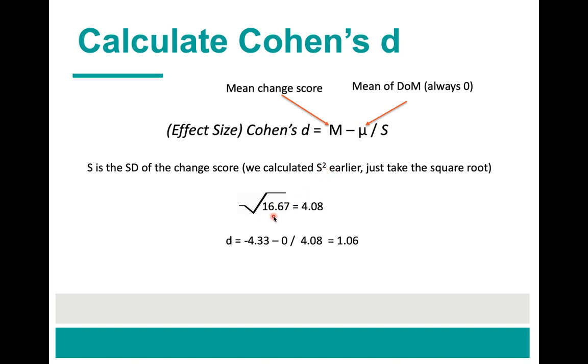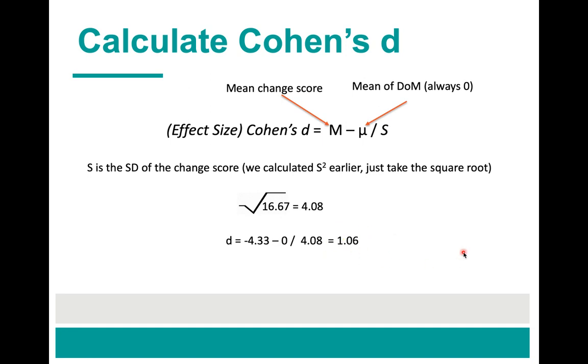That's the variance of our sample. We took the square root of it, if you remember, to get our standard deviation of 4.08 of our sample. And so we just plug that into the denominator. Negative 4.33 minus 0 divided by 4.08 gives me a d of 1.06.